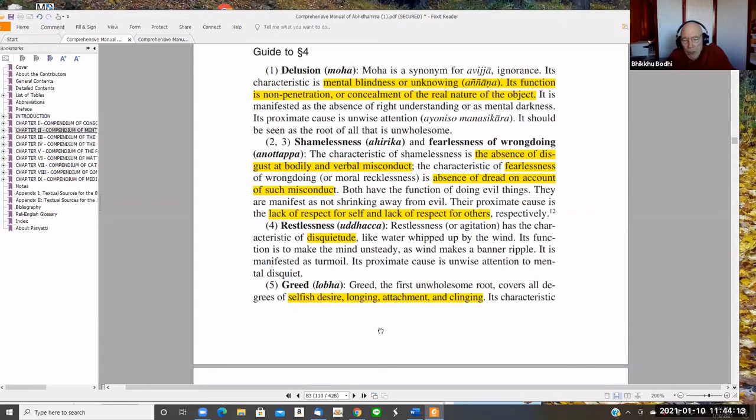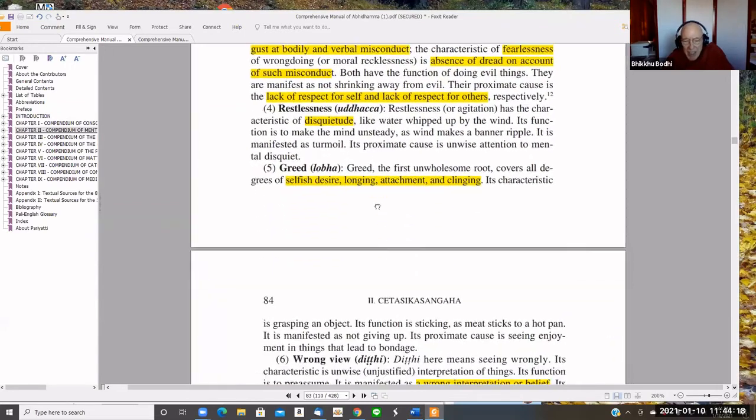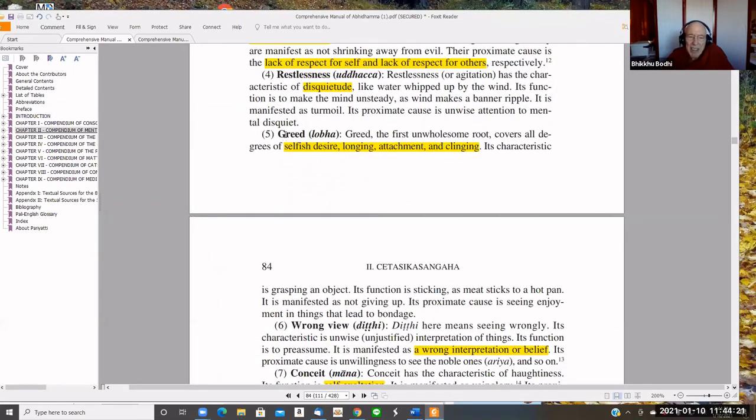Okay, now we come to those unwholesome mental factors that are present in some cittas but not in others. The first of these is lobha or greed. As we saw yesterday, this is the first unwholesome root, and it covers all degrees of selfish desire. The word greed suggests a strong, powerful, selfish desire. But lobha can range from a very light clinging, a very subtle attachment, to a deep longing, and to unquenchable selfish desire.